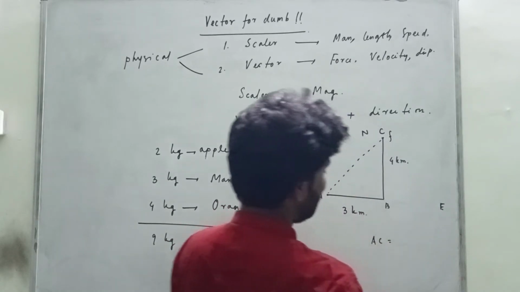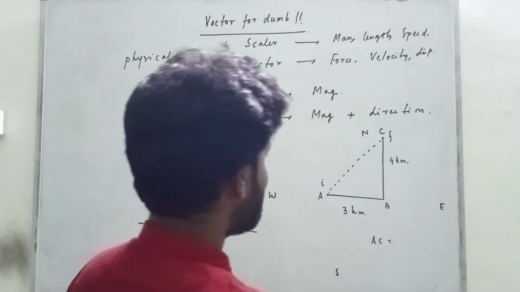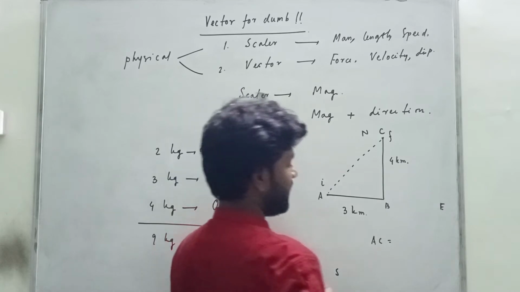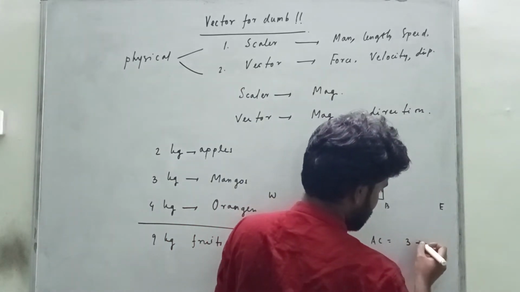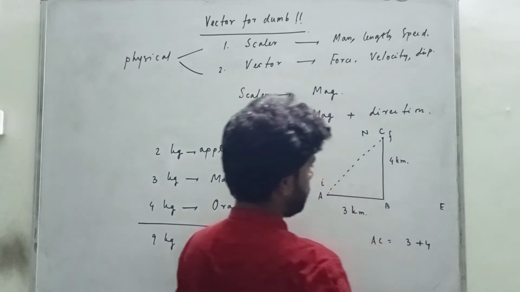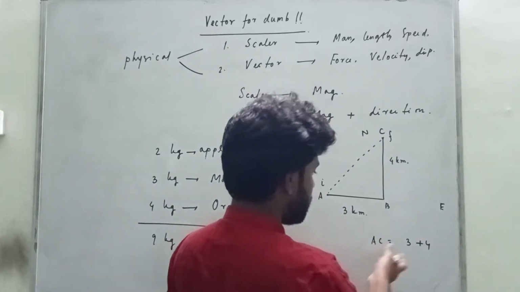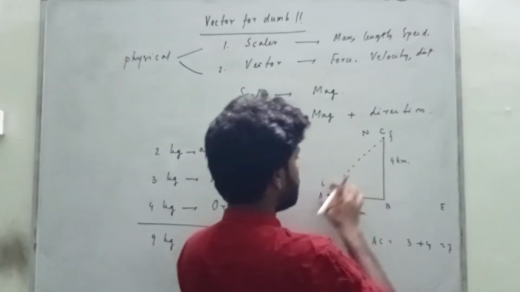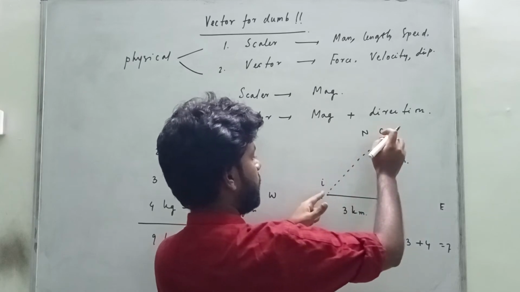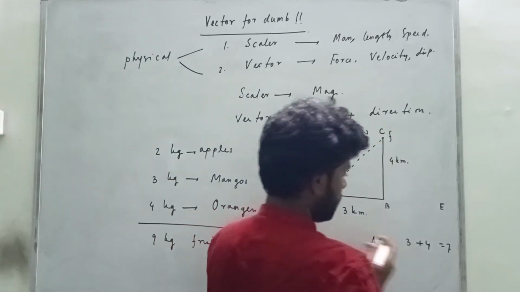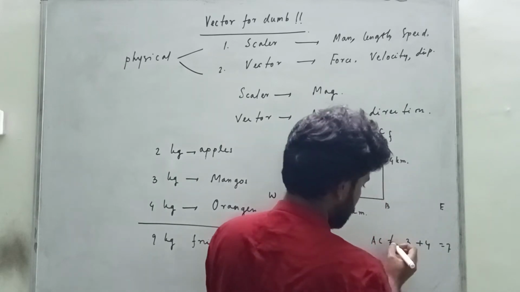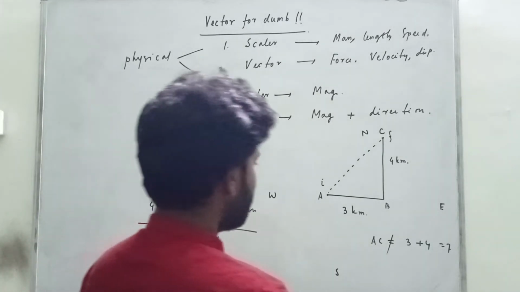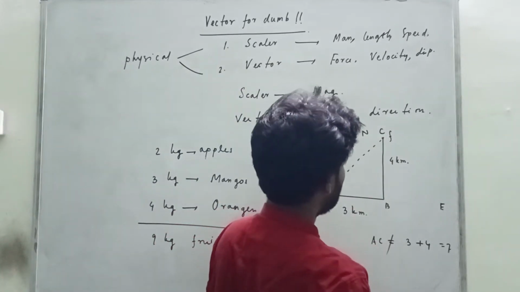so I think it will not be 3 plus 4 equals 7 kilometers, right? You just do not do 3 plus 4 equals 7, because it is not true for the length between the initial and final position, right? So you will not go that way, but rather you will find the length another way.